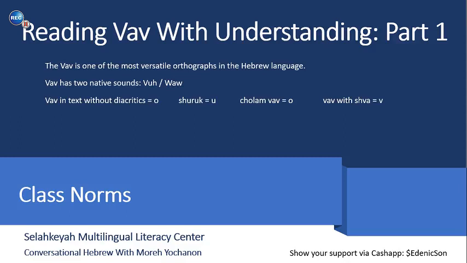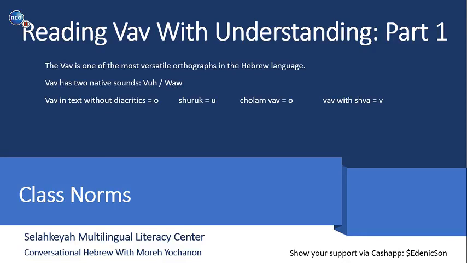So there are other ways of using the Vav, and these are a few of the ways that you can use the Vav. So Vav in text without diacritical marks, it's always going to make an O sound. The shuruk is always going to make the U sound. The cholam vav is always going to make the O sound. And the vav with the shva is always going to make a V sound.